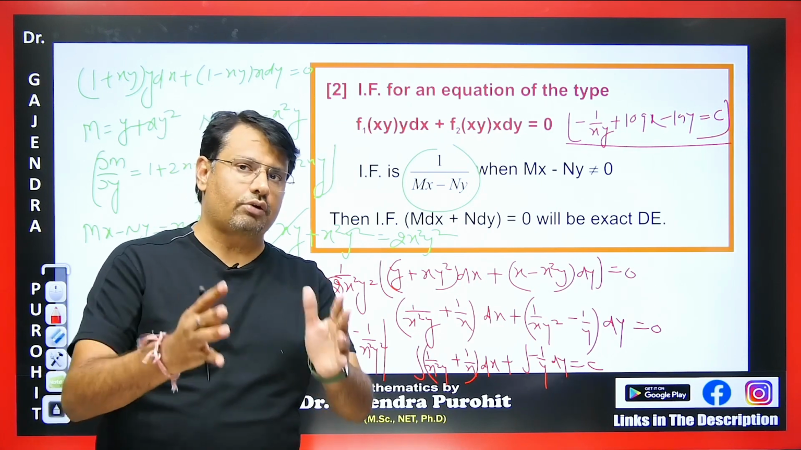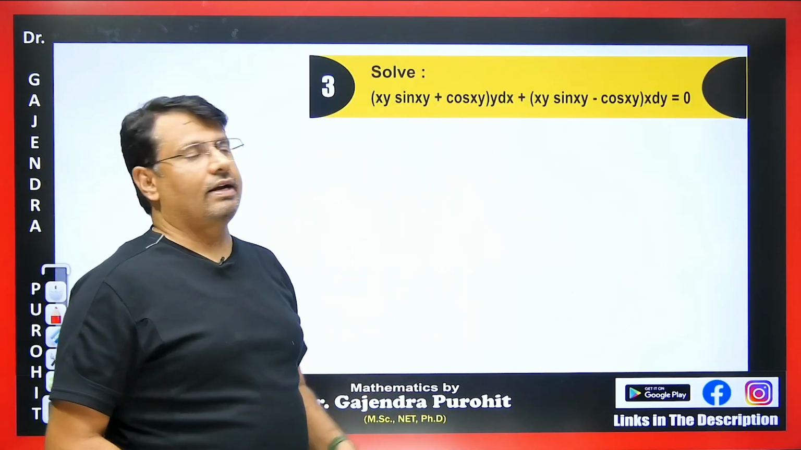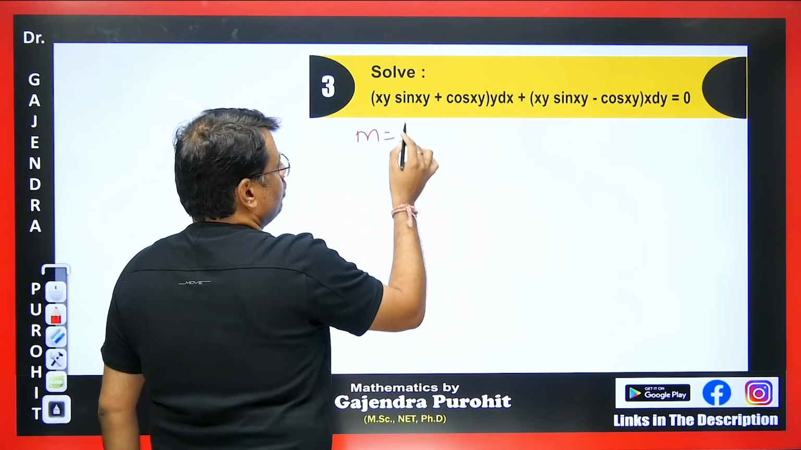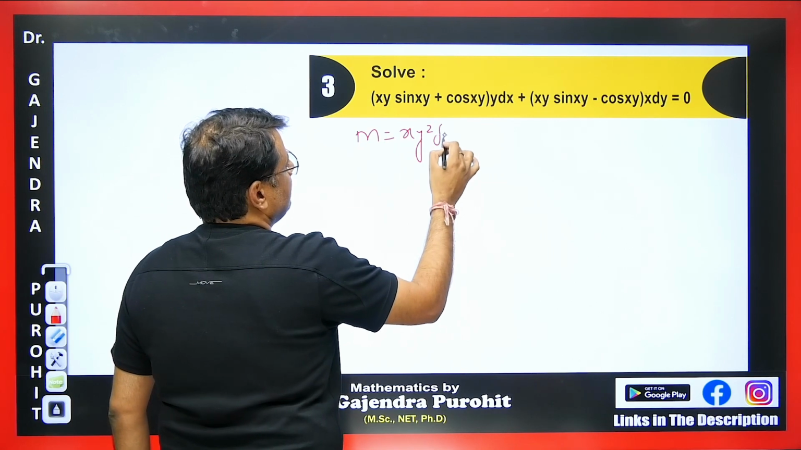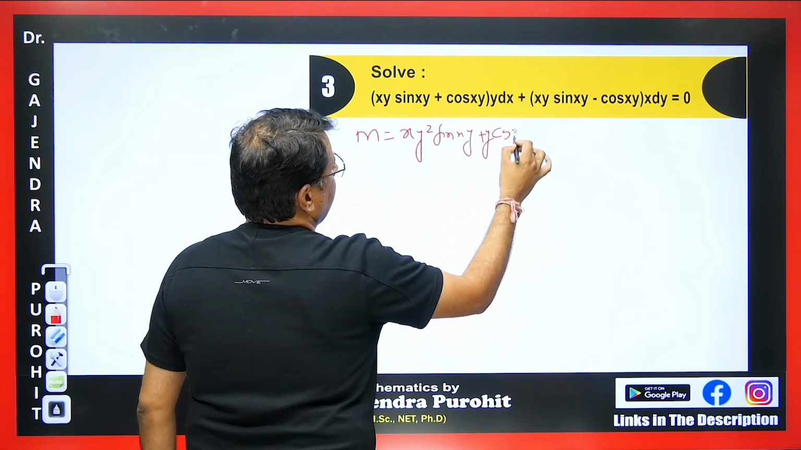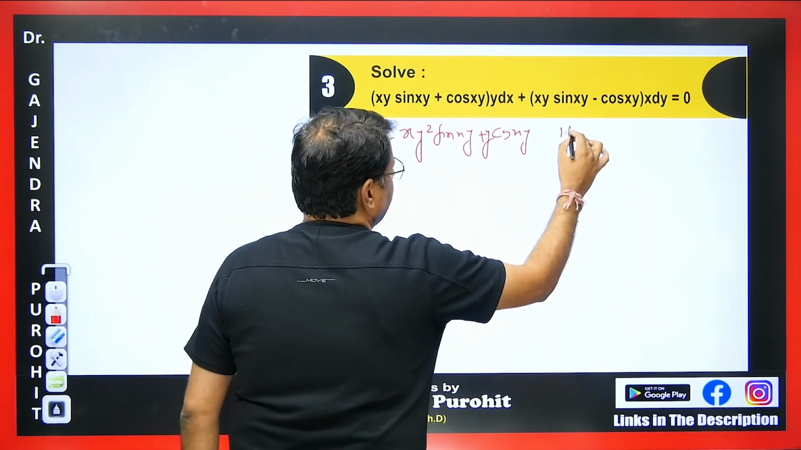Now let's take another example to understand it better. Look here. When we have this kind of question given, this one is also the same as before. Here we will find the value of m. This y will be multiplied. This will become xy square sin xy plus y cos xy. Sometimes students make the mistake of multiplying y with the angle, which is incorrect. So do not do that.